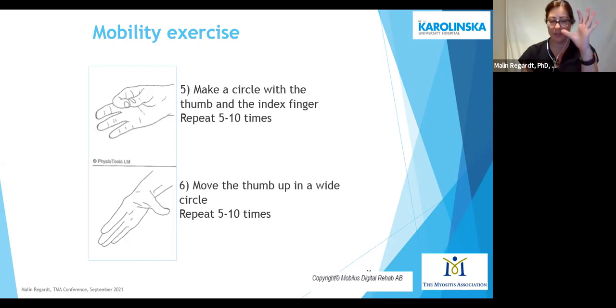Good, let's take the other hand. So as round as you can. And you're gonna see that these movements is gonna show up again in the strengthening exercises. Good.